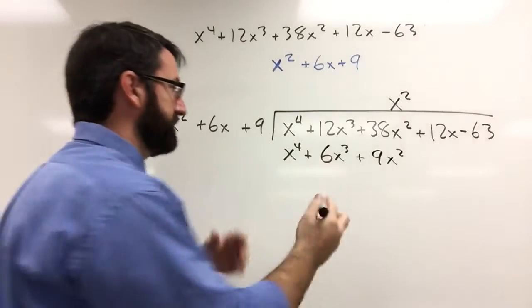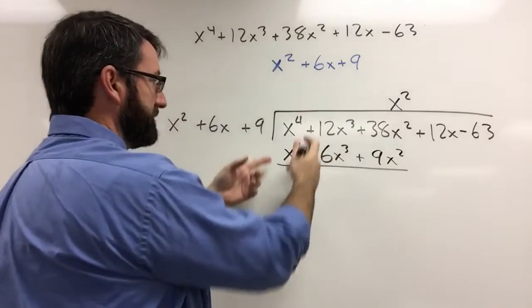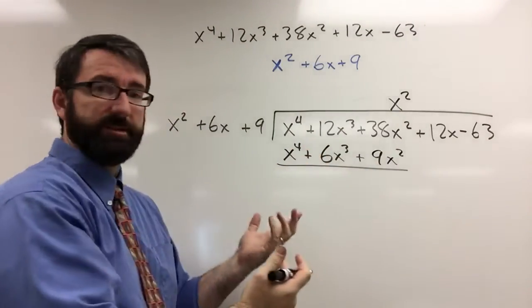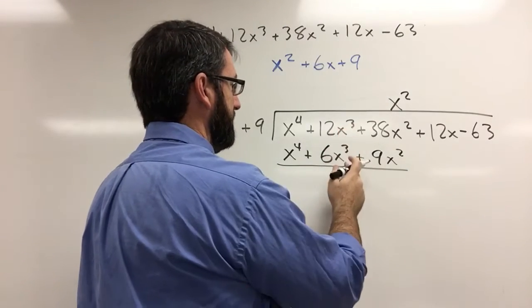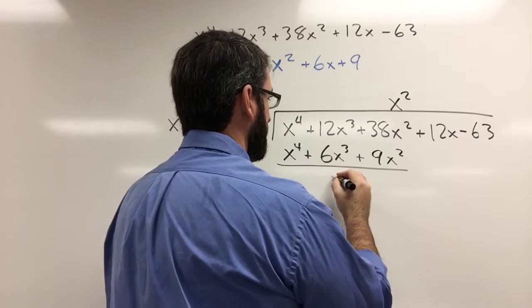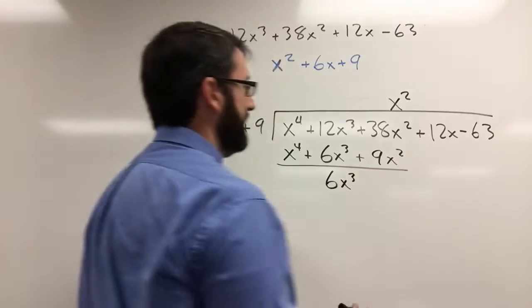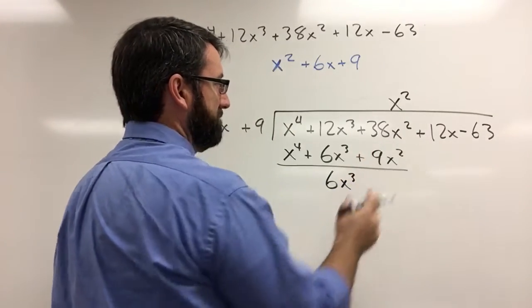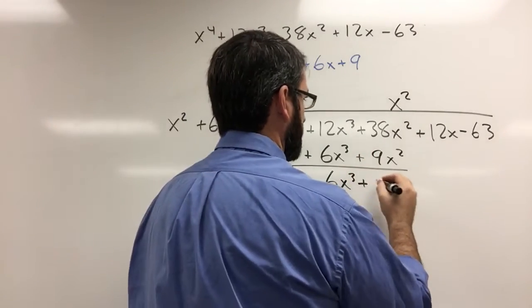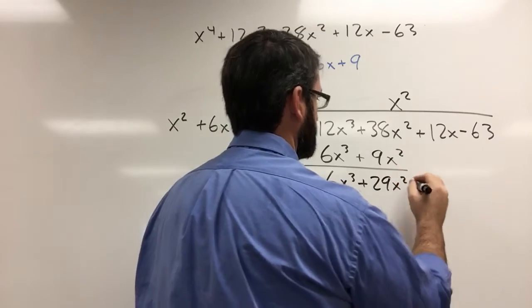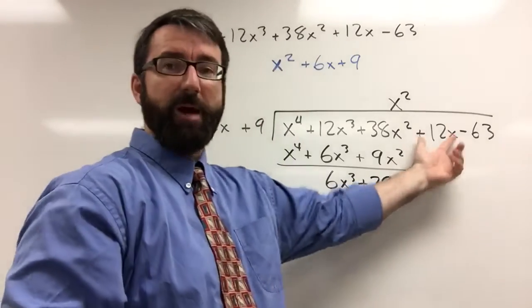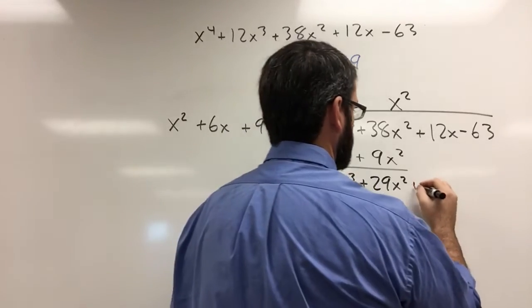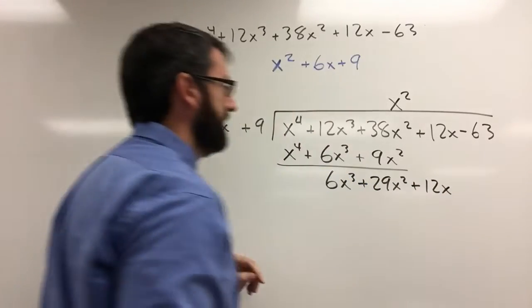And then we subtract. So x to the 4th minus x to the 4th is 0. 12x to the 3rd minus 6x to the 3rd is 6x to the 3rd. 38x squared minus 9x squared is 29x squared. And then we're going to drop down our next term. So drop down this 12x.